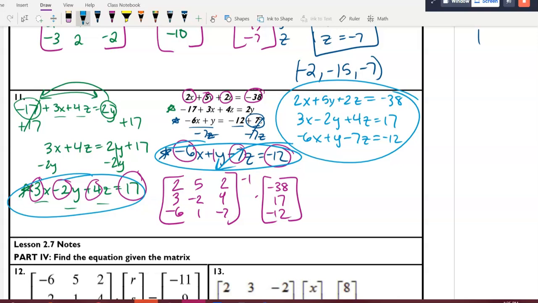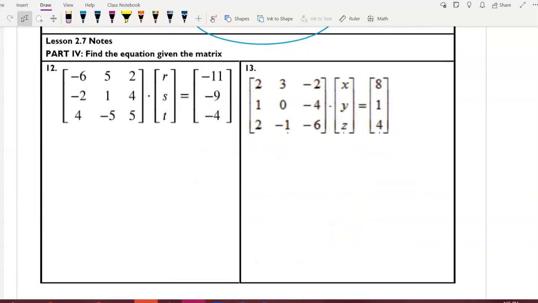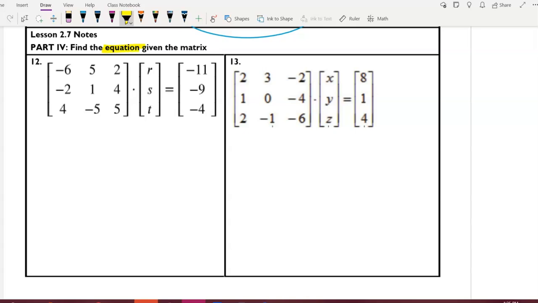All right. Yeah, and as long as you set this up right, you'll get the correct answer. I didn't solve for it. You can do it yourself. Okay, here, find the equation given the matrix. So here we are writing the equation. We are not solving. We are just writing the equation.